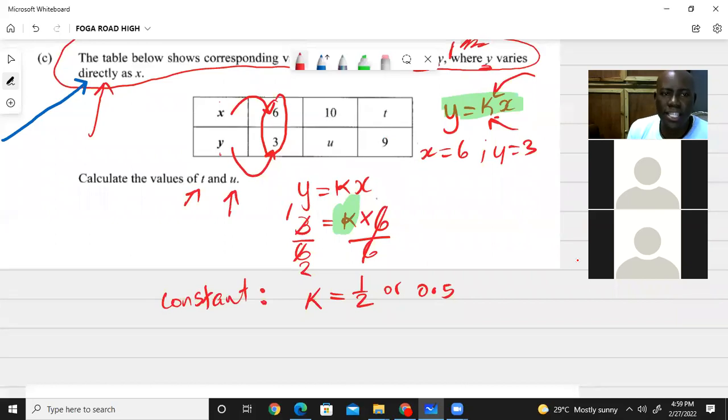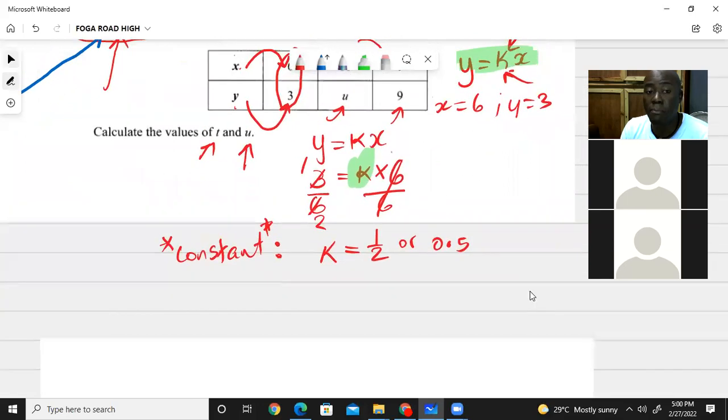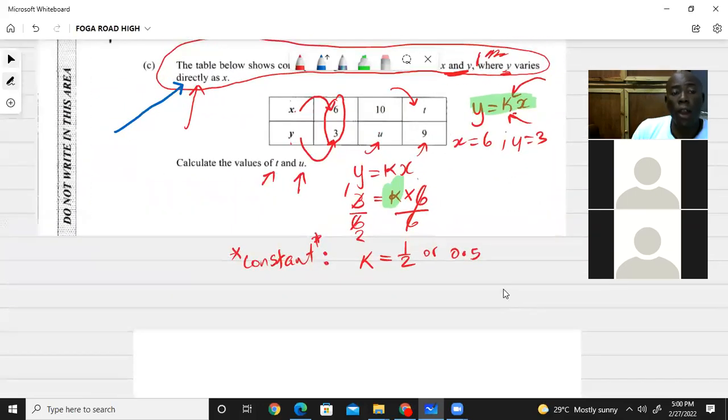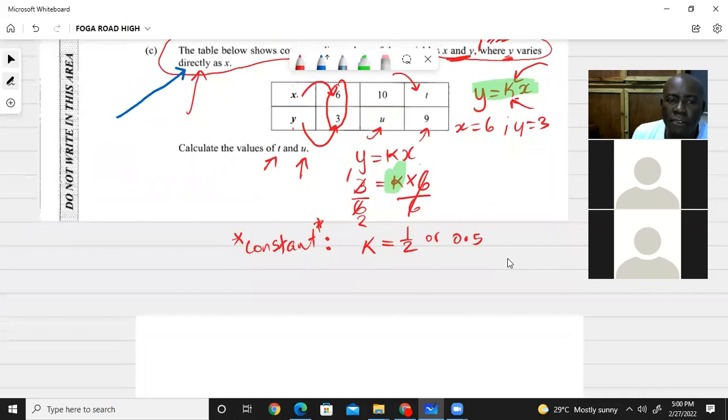So when X changes to 10 and Y will change to another number, K will be a half. When Y changes to 9 and X changes to another number, K still remains as a half, and that is why it is called the constant. All right? This topic comes every year. I see a variation question popping up. So what we're going to do now is to use the formula for variation and solve for U.